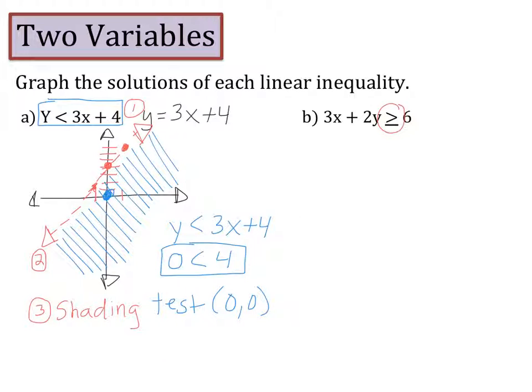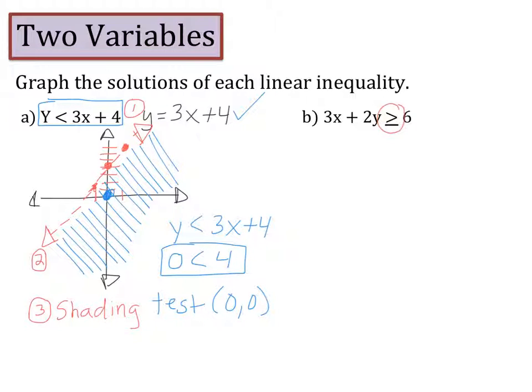Okay? And those are the three main steps. We write the equation as a linear equation on a graph. We draw a dotted line if it's less than or greater than. We draw a solid line if it's less than or equal to or greater than or equal to. And then for our third step, we do some shading, and we pick a point and we test it out.